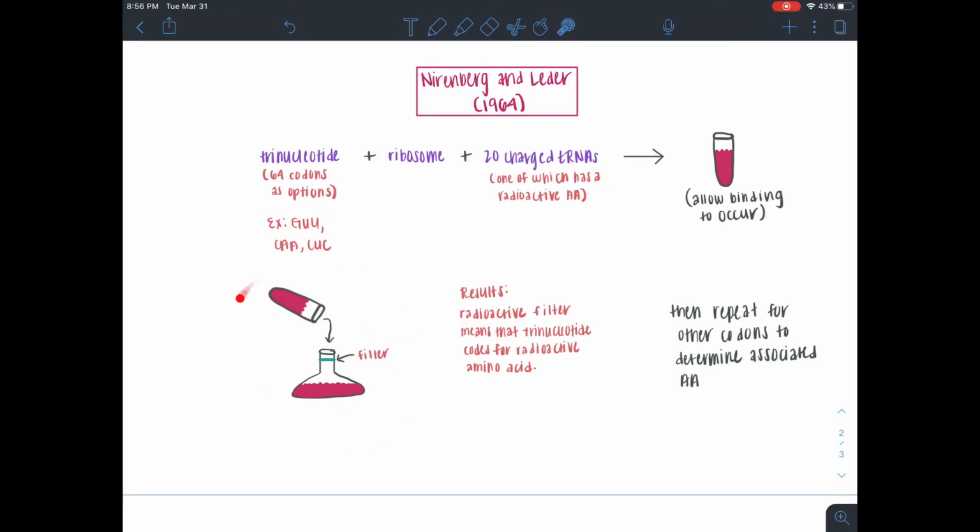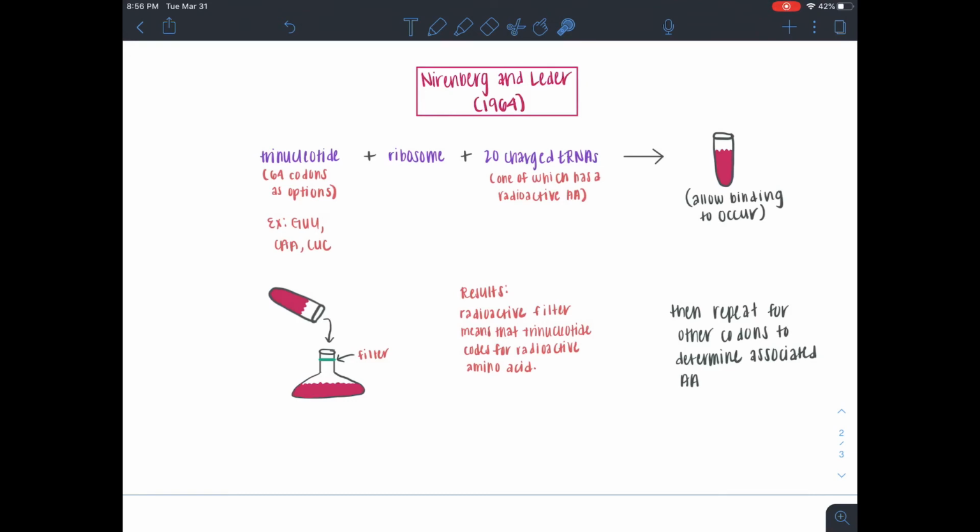Time was provided to allow for binding to occur between a charged tRNA, the ribosome, and the trinucleotide. The mixture was then passed through a nitrocellulose filter, which prevented tRNAs bound to the ribosome and trinucleotides from going through. The filter was then analyzed to determine which amino acid was bound to the tRNA. The filter was also tested for radioactivity. If radioactive, then the trinucleotide codes for the radioactive amino acid.